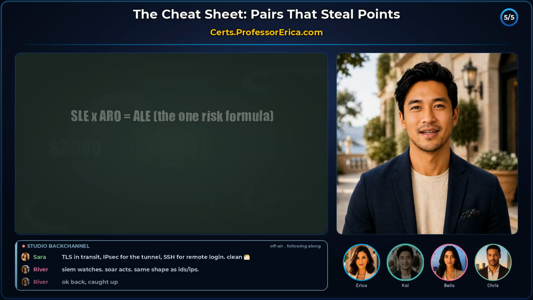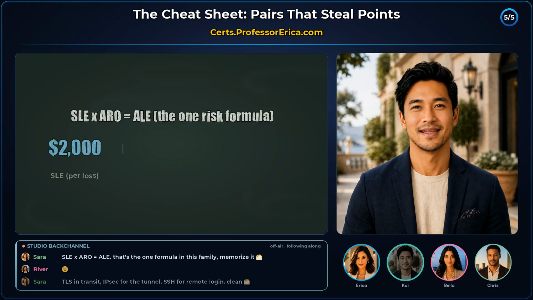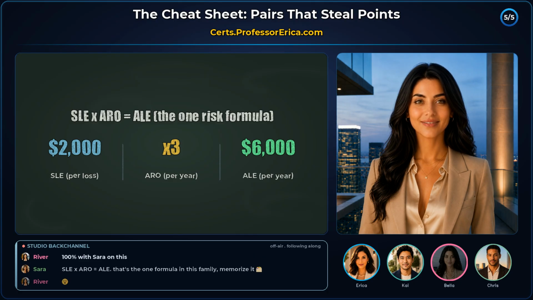Here's the one formula, worked. Single loss expectancy times the annual rate of occurrence equals annual loss expectancy. One laptop lost is worth $2,000, that is your SLE. You lose 3 a year, that is your ARO. 2,000 times 3 is $6,000 a year, your ALE. And that $6,000 number is the whole reason these acronyms exist on the exam. It is what justifies a security budget. The exam will hand you 2 of the 3 and ask for the 3rd, so memorize the formula, not just the words.